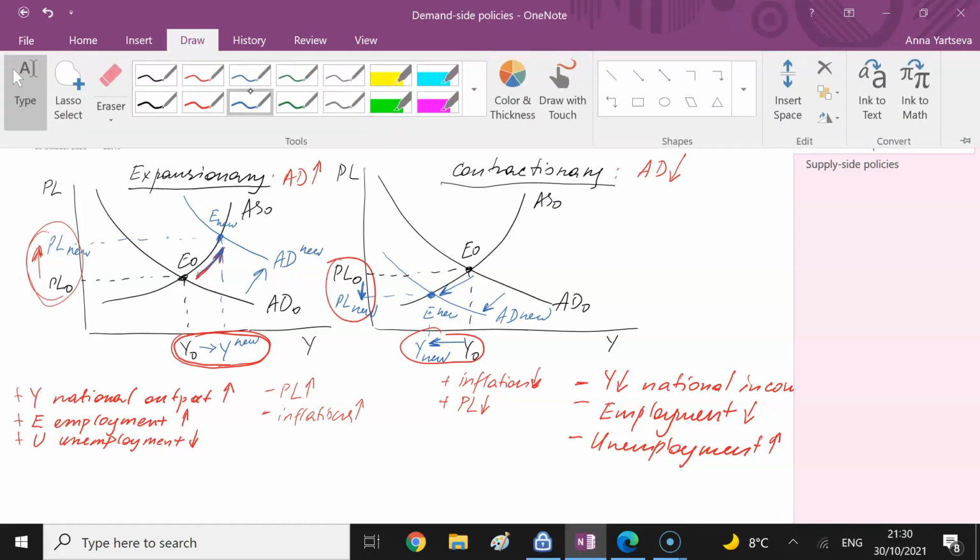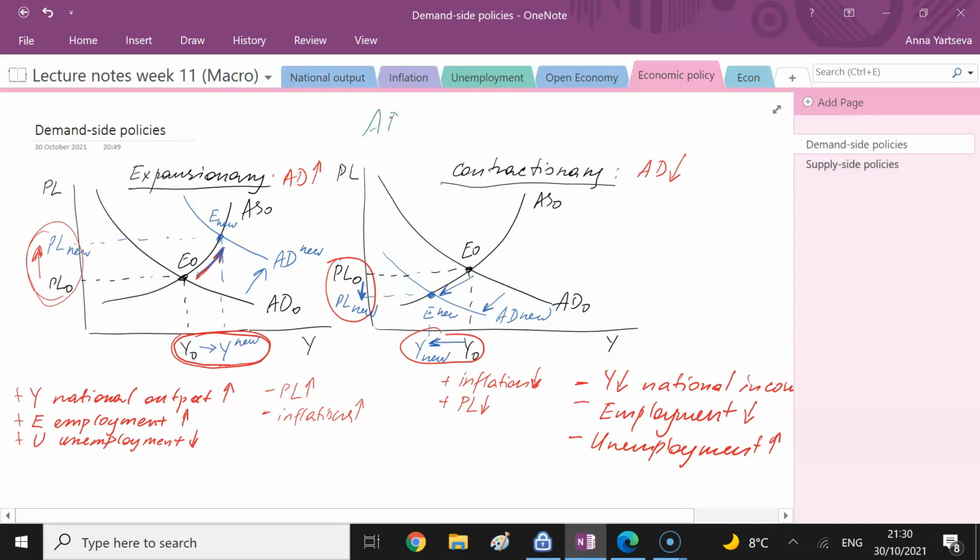That's very simple. In order to shift the aggregate demand curve, we need to affect the components of our aggregate demand equation: consumption, investment, government expenditure, and net exports. This is exactly how policymakers can manipulate the location of the aggregate demand curve, by affecting various components of aggregate demand. And in order to change this, they have two main types of policy at their disposal, as I've mentioned already: fiscal and monetary. So let's have a look at them in more detail.